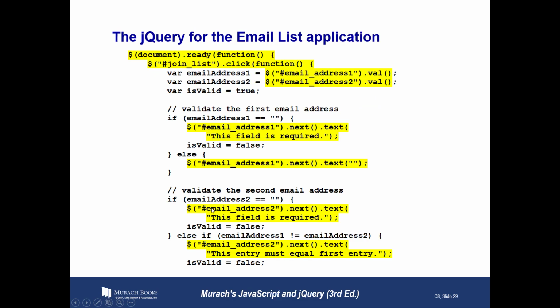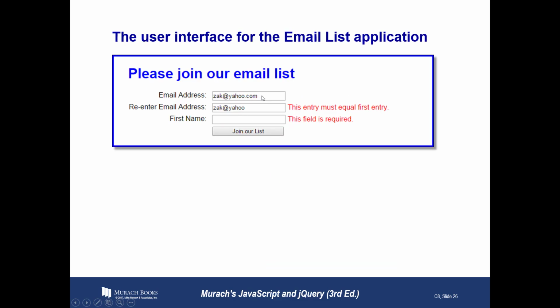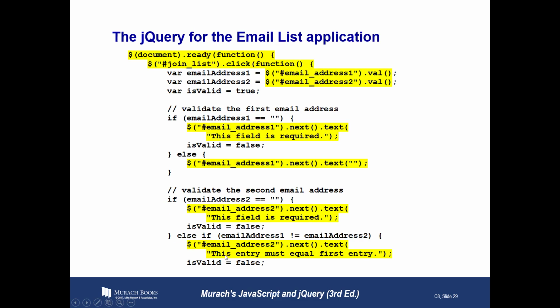Then we make a similar check to see if there's nothing in the second text box, but we have to make sure the two are equal. You'll notice they're not. We've got Zach@yahoo.com and Zach@Yahoo. So this entry must equal the first entry. That is this right here.